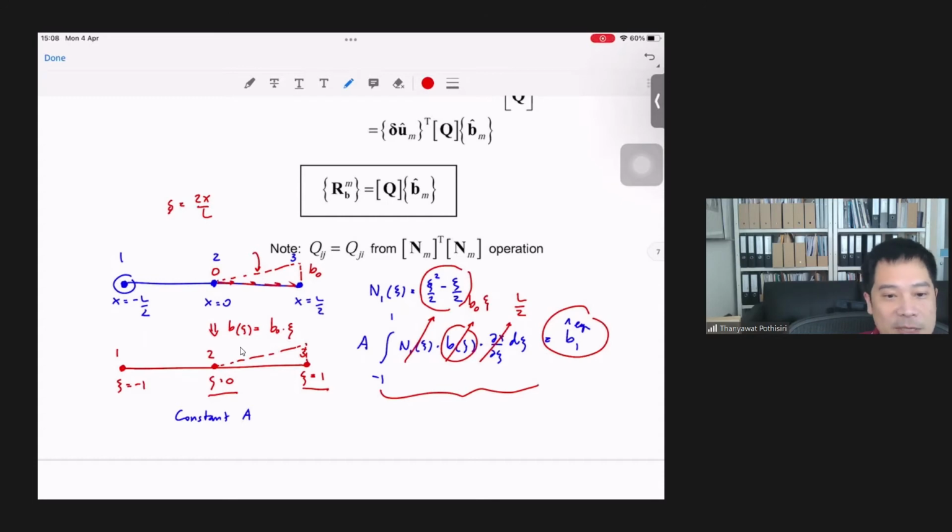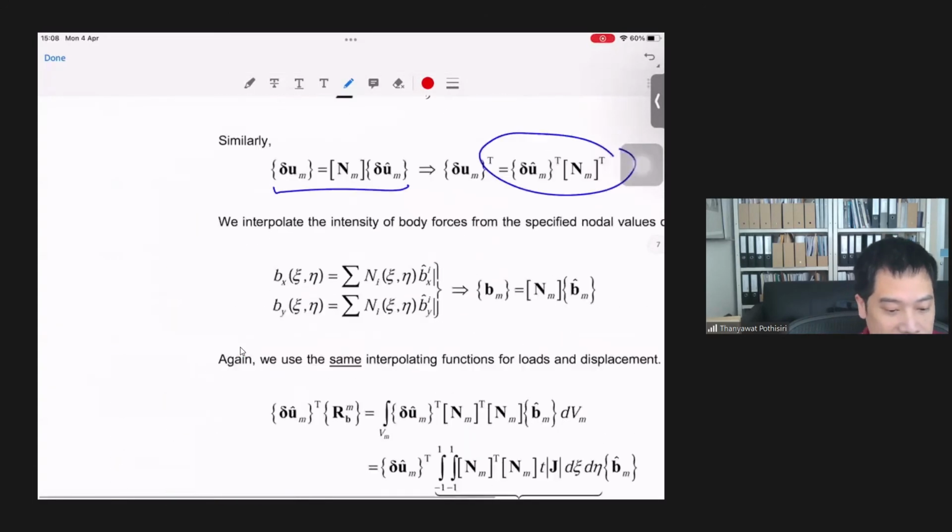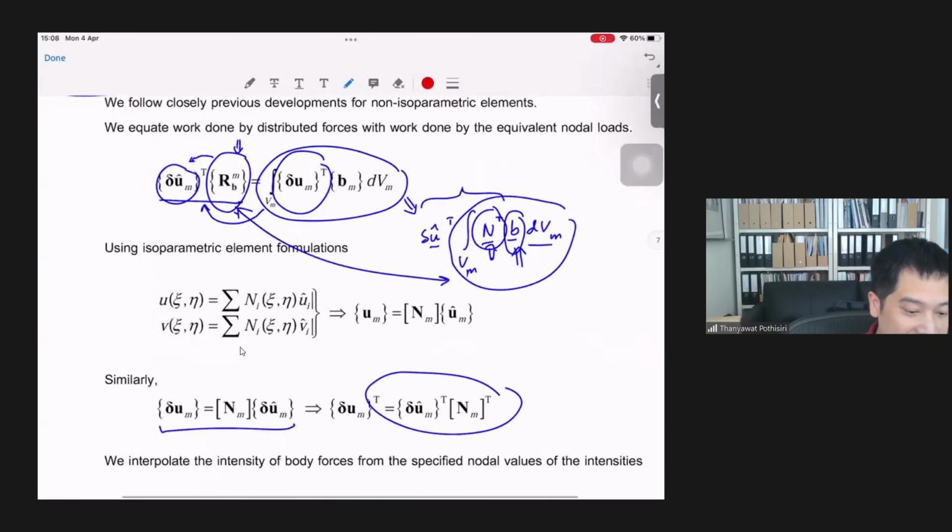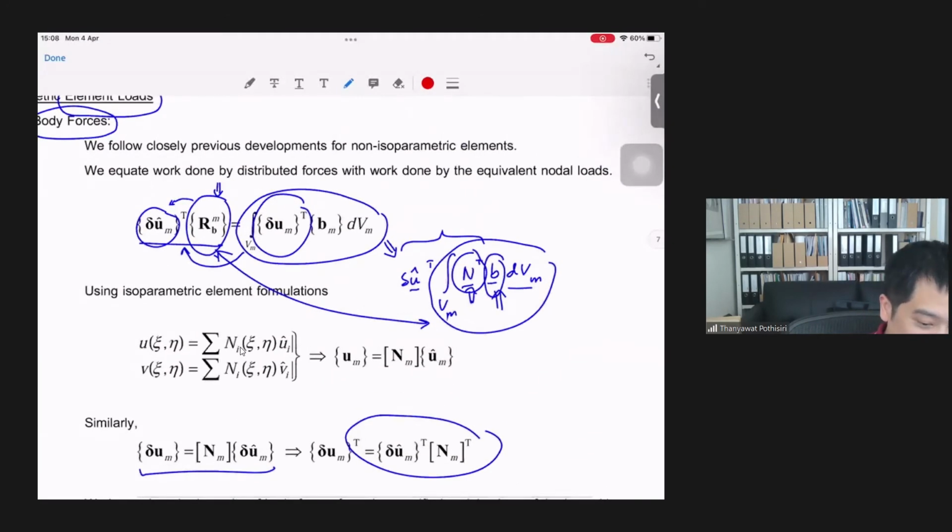So you can try to do this on your own, but the basic idea is if you have this function of the body force, then what you need is just to compute this integral. Okay, and this integral can be done in both parametric coordinates or in Cartesian coordinates.